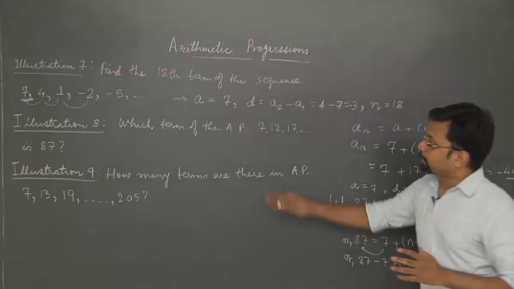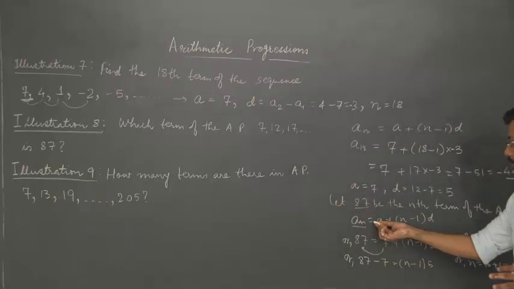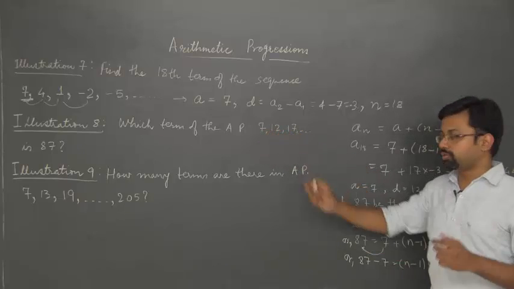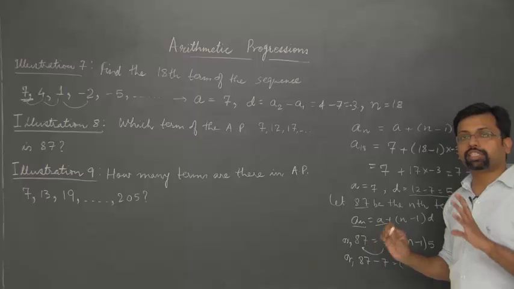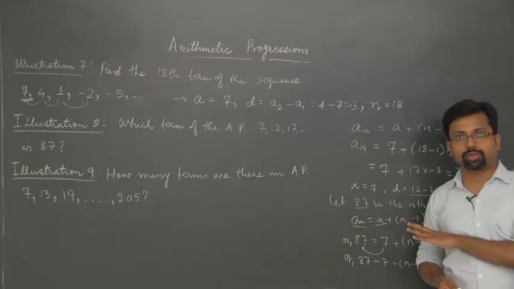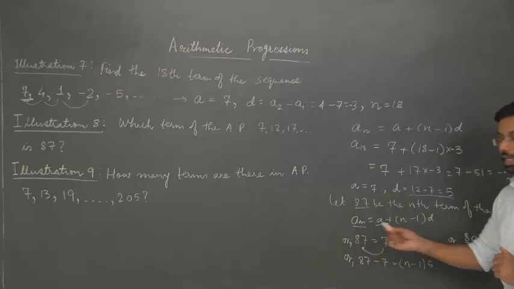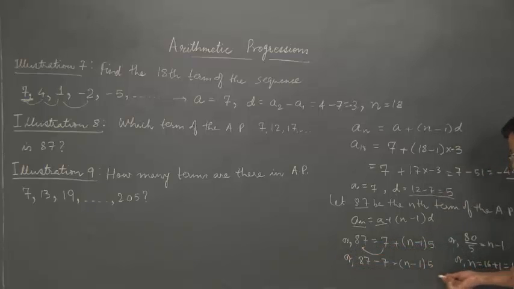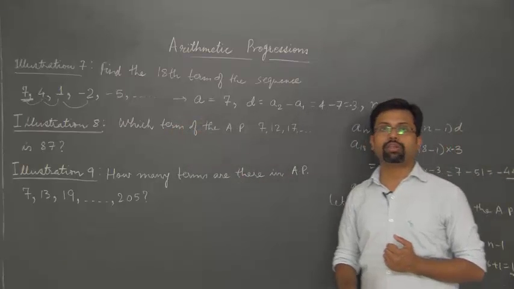How do we obtain it? See, the given AP is 7, 12, 17, etc. So the first term would be 7. The common difference would be 12 minus 7 or 17 minus 12, which is equal to 5. So d will be equal to 5. Given 87 is a term of the AP, let this 87 be the nth term. So for the nth term we have the formula an equal to a plus n minus 1 into d. We don't know yet what n is, we have to find out what n is. But we know that an is 87, a is 7, d is 5. We substitute the values and obtain n as 17. So we can say that 87 is the 17th term of the given AP.